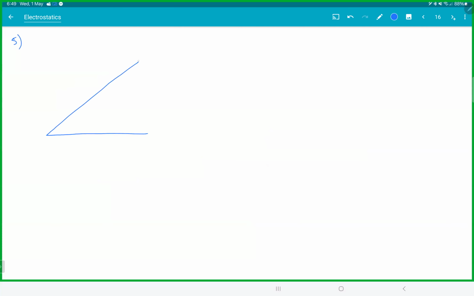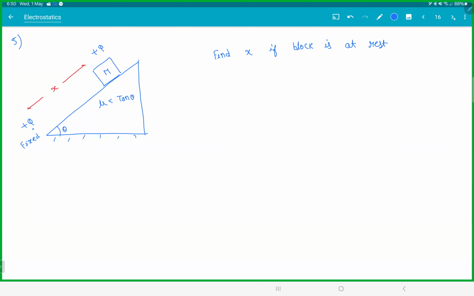We have an incline. Theta, friction is mu. We have a block here of mass m, charge plus q. We have another charge q here fixed. The distance between them is x. Mu is less than tan theta, means the block can slide. Find x for equilibrium. Let's get this.